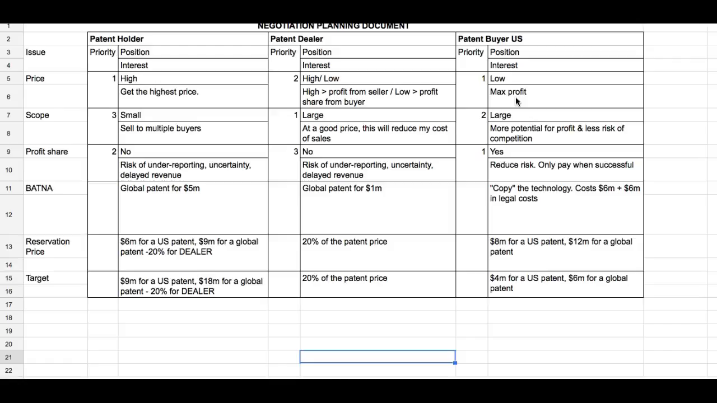Well, in our case, to keep it a little bit simple, I made the assumption that the patent dealer will get 20% of the patent price from the patent holder. Fixed. From the patent holder. Fixed. Yeah. Because otherwise it will be a little bit too complex.